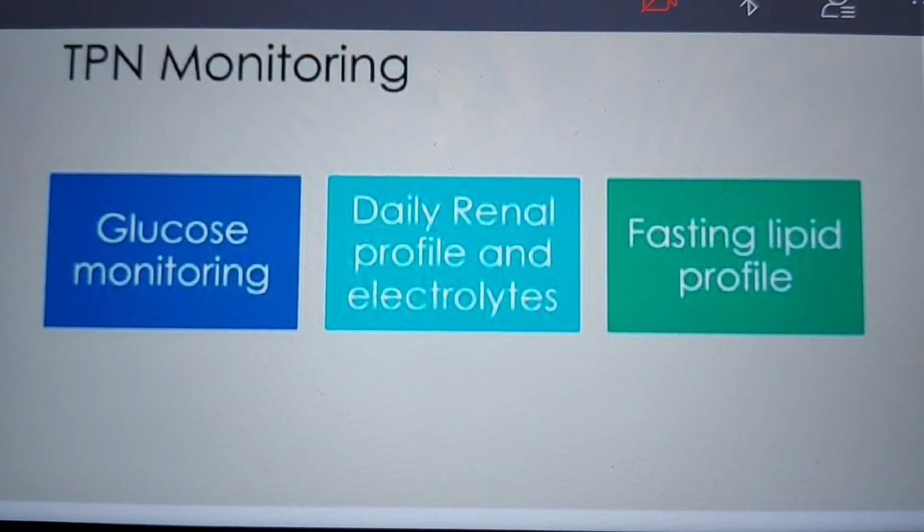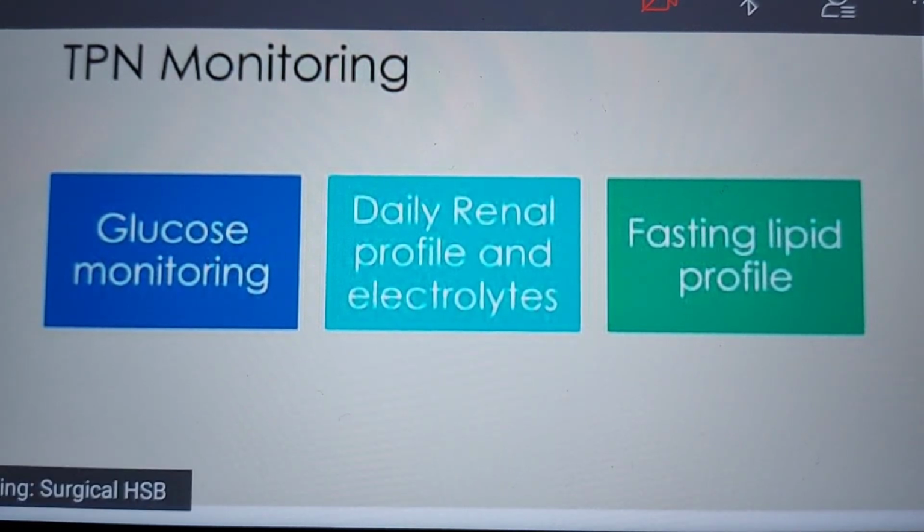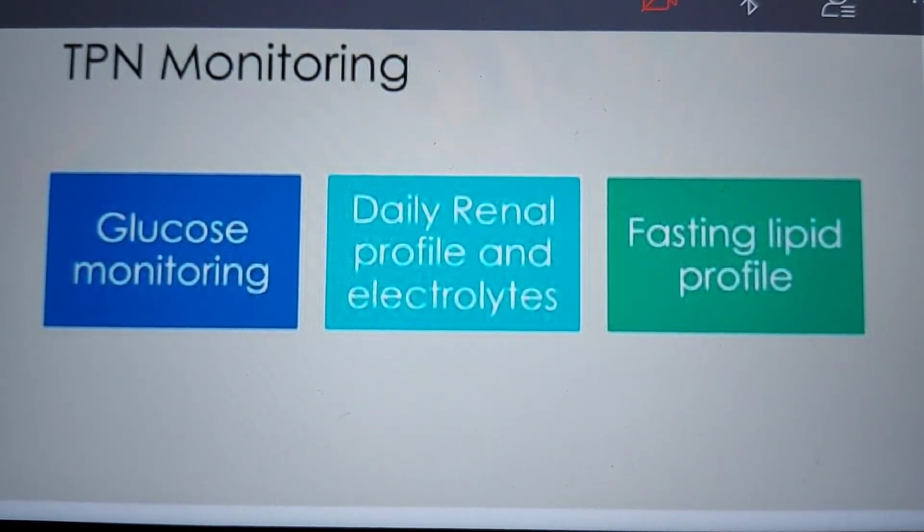For TPN monitoring, we have to monitor the glucose, because the carbohydrate component of TPN is supplied by glucose, hence hyperglycemia is common. Next, it requires daily renal profile and electrolytes, because this has a risk of refeeding syndrome, meaning refeeding syndrome occurs following rapid reintroduction of carbohydrates, either enterally or parenterally. Hence, this refeeding syndrome is characterized by marked hypophosphatemia. Next, we have to monitor the fasting lipid profile, because TPN is presented as a lipid emulsion. Hence, we have to monitor the triglyceride level.